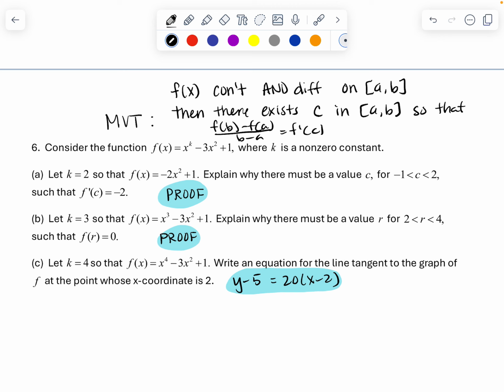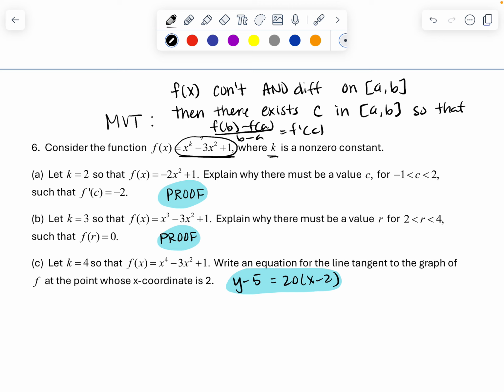So let's see it in action here. You have the function f of x equals x to the k minus 3x squared plus 1, where k is a non-zero constant. If mean value theorem is going to be in play here at all, the function has to be continuous and differentiable. But this is just a polynomial. All polynomials are continuous and differentiable. The only time you get non-differentiable is if you have piecewise functions. So this guy is totally good to go.